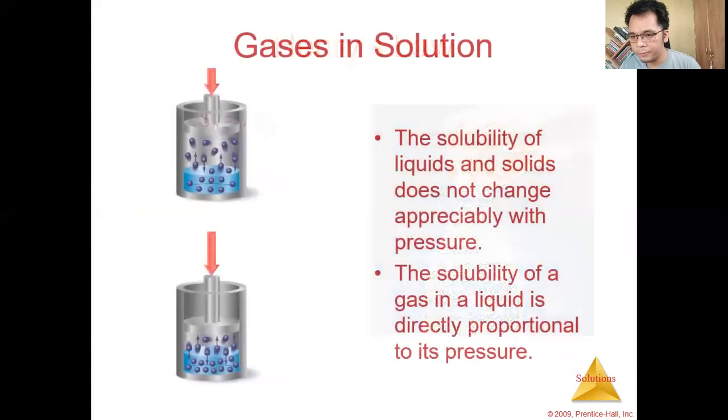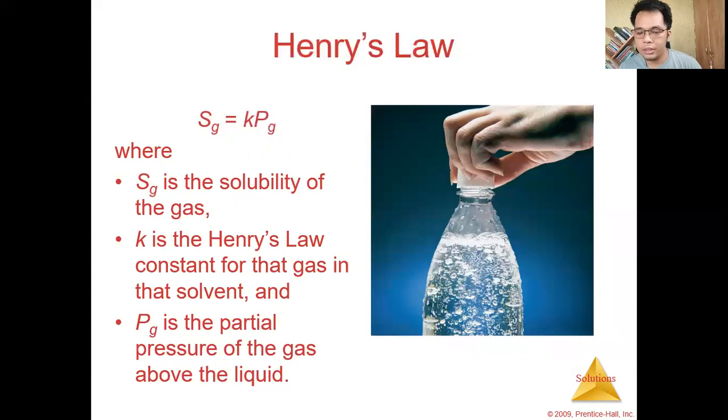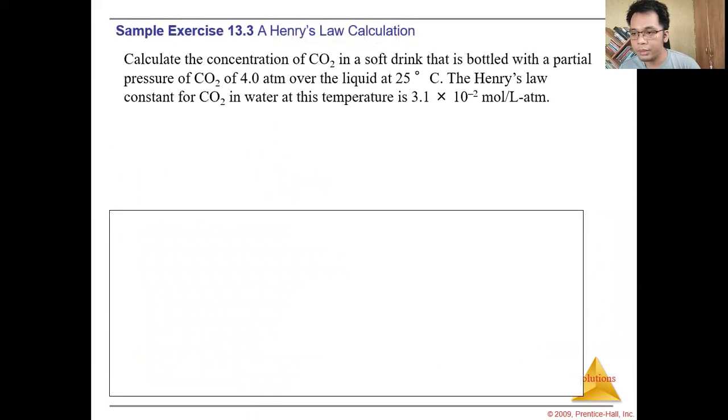So I have to correct this PowerPoint. What is written there is wrong. K is the Henry's law constant and Pg is the partial pressure of the gas. Henry's law calculation, we will deal with at part 2 of our lecture.